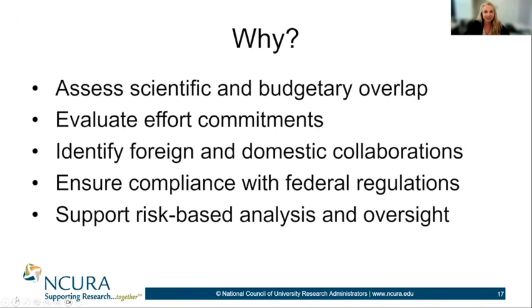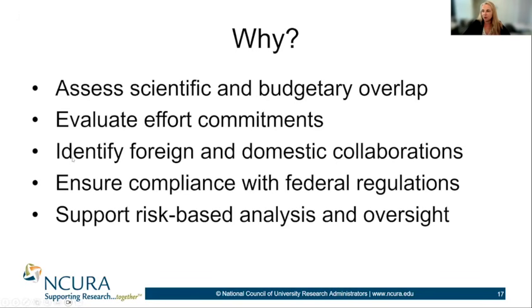Well, not only has NSPM 33 and other directives required the agencies to look at this information, but the agencies are interested specifically in understanding things like scientific and budgetary overlap. They want to know that they're not funding the same project multiple times. Effort commitments. Does an investigator really have the time that they have supposedly said they have to do this scale of work?